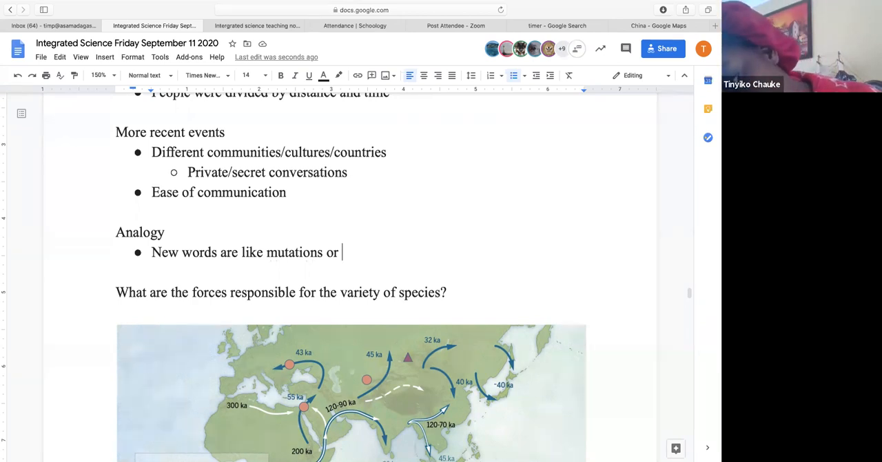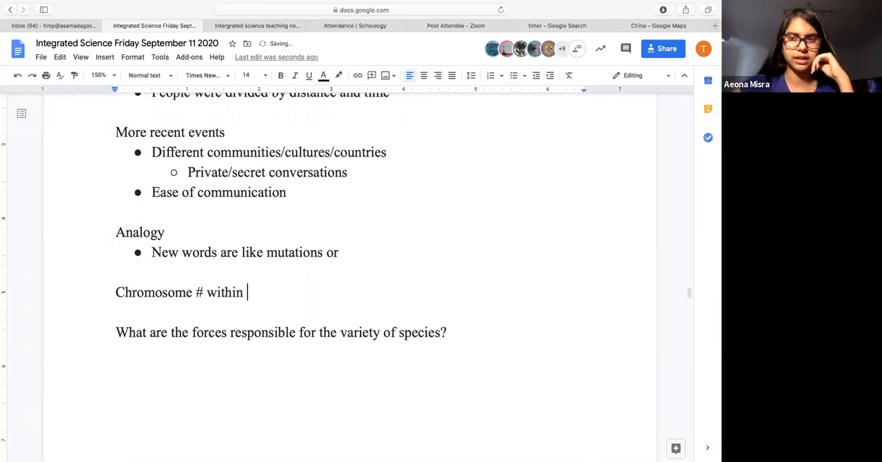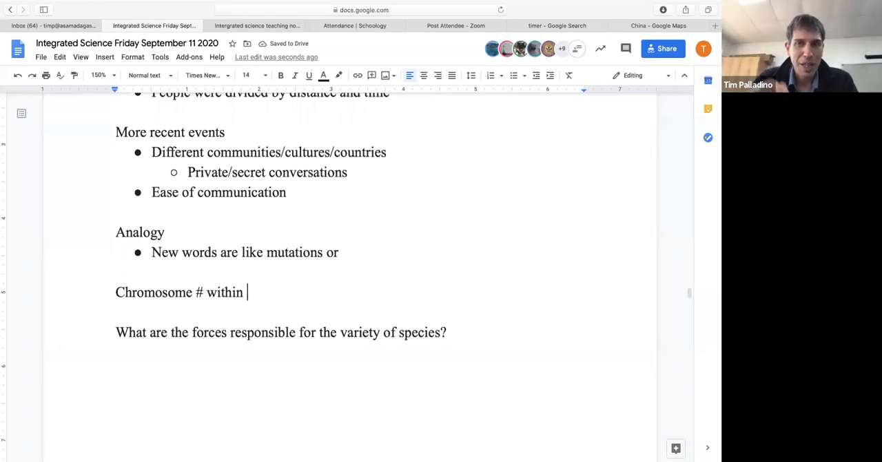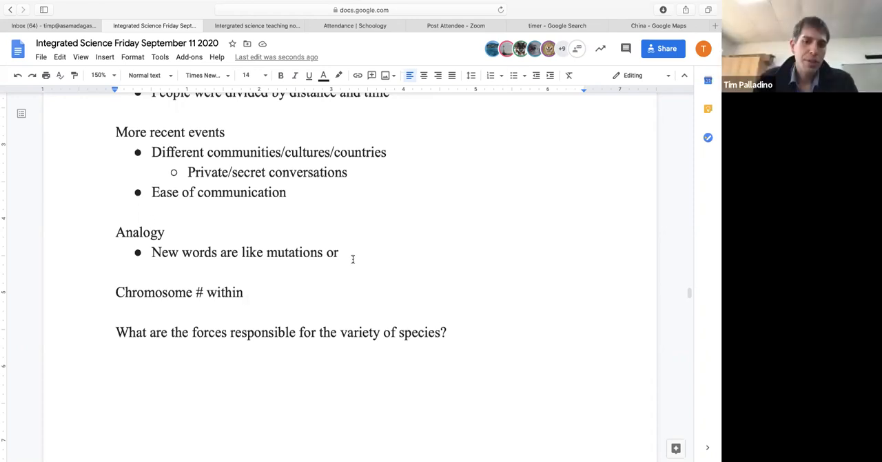Chromosomes. Well, chromosomes, yes, but we say that chromosome numbers within a species stay the same. So let's just make that as a note. Were you referring to alleles? Yeah. So mutations, and the thing I was thinking in particular were the alleles. So new words are like mutations, but mutations themselves is too general of a term. What we really want to think about is they're more like alleles.